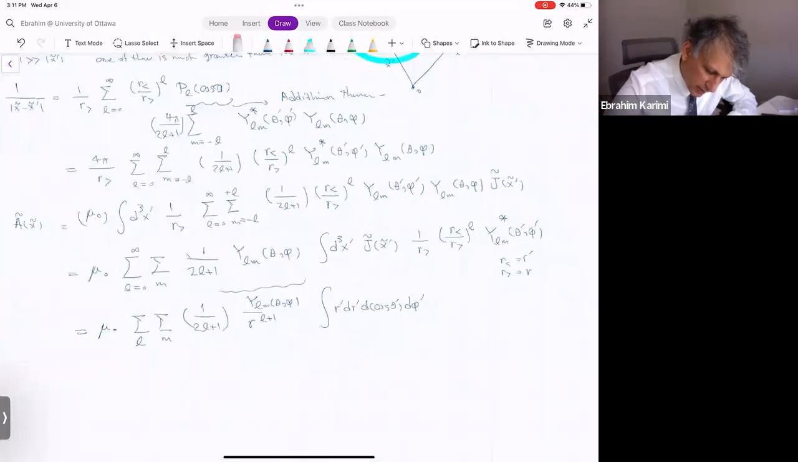Then we do have r prime to the power of L, which is coming from that term. And then we do have Y_LM star of theta prime and phi prime. And then we have J of x prime, which is J of r prime, theta prime and phi prime.